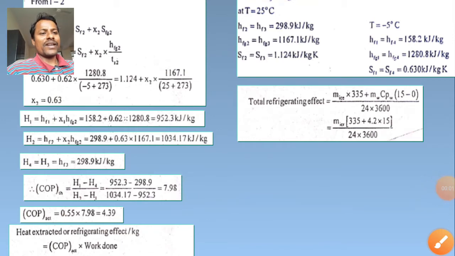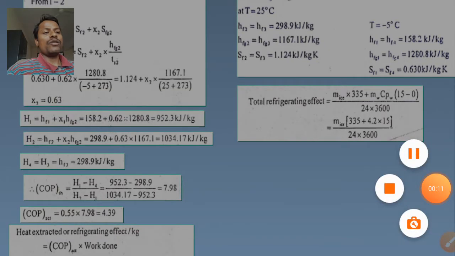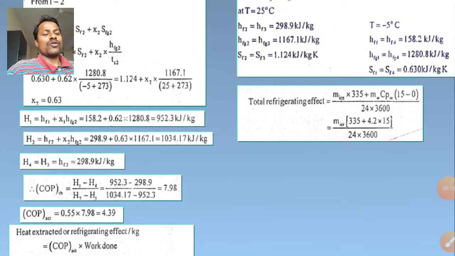The refrigeration effect to be produced by this refrigerator is: I need to use water at 15 degrees Celsius and decrease its temperature to 0 degrees Celsius to convert it into ice. At the same 0 degrees Celsius, I need to remove the latent heat of the ice. Hence, I can solidify it and get solid ice at 0 degrees Celsius.